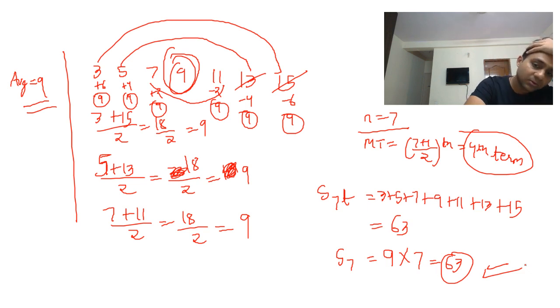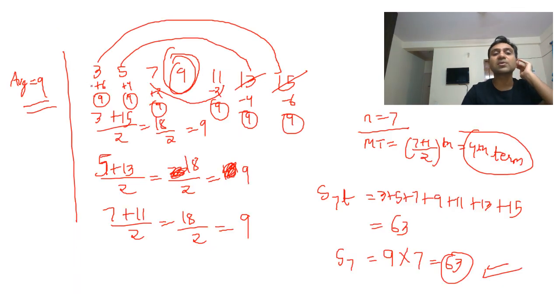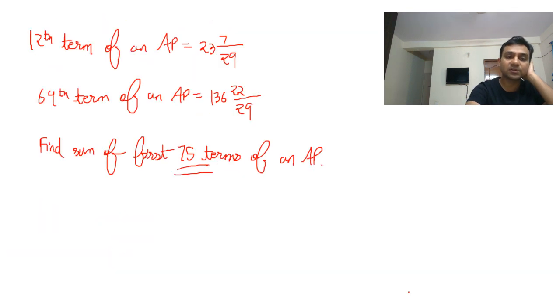So I'll just repeat what I have done. First of all, if your number of terms is odd, the average of an AP is the middle term. And how do you calculate the middle term? It is (n plus 1) by 2th term. Now that average is also the average of the first and the last term, the second and the second last term, the third and the third last term, the fourth and the fourth last term, and so on. Also, each term can be assumed to be equal to the average value. So when you need to find the sum, you can just multiply: sum will be equal to average into number of terms. So now let's do this beautiful question.